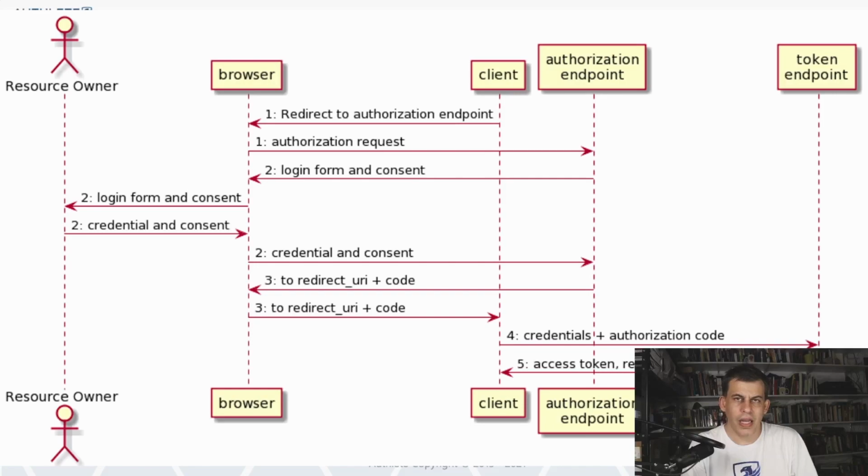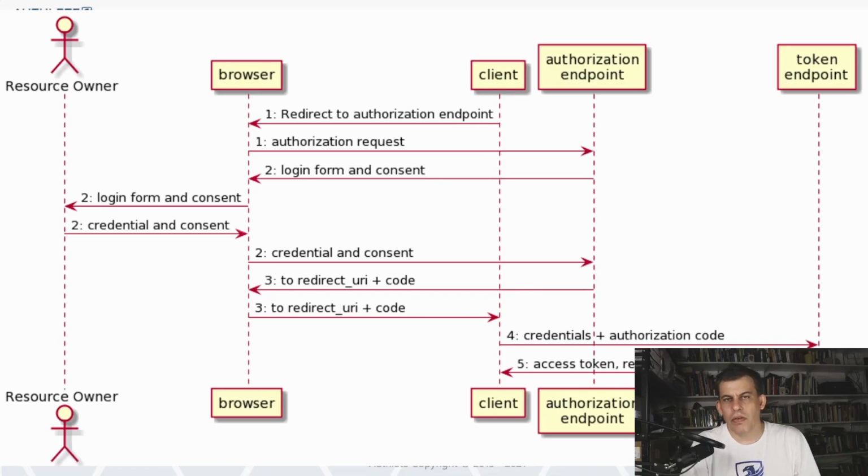So the client now interacts with the token endpoint, sending the authorization code plus its credential if it has one. The token endpoint then returns an access token, a refresh token, the list of the scopes that have been granted to the client, and the TTL, the time to live of the access token.